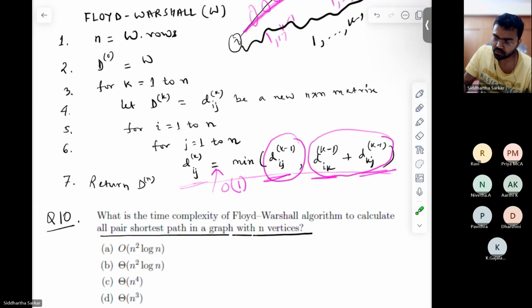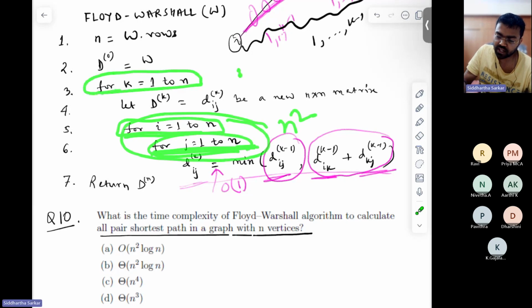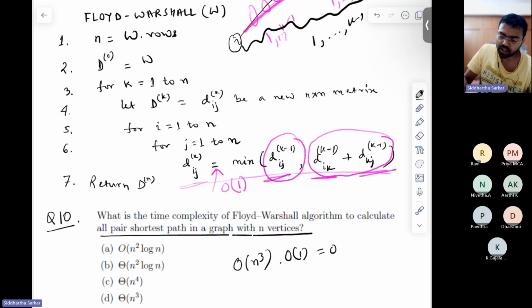So therefore, the combination is here. Run this n times, in each of these n iterations. And this entire n cross n, n squared, is done again n times. So how many? 3 loops, n cubed. The innermost loop is only constant time, and that is the reason we don't worry about it. This order n cubed times order 1 is order n cubed. Okay? Understood?